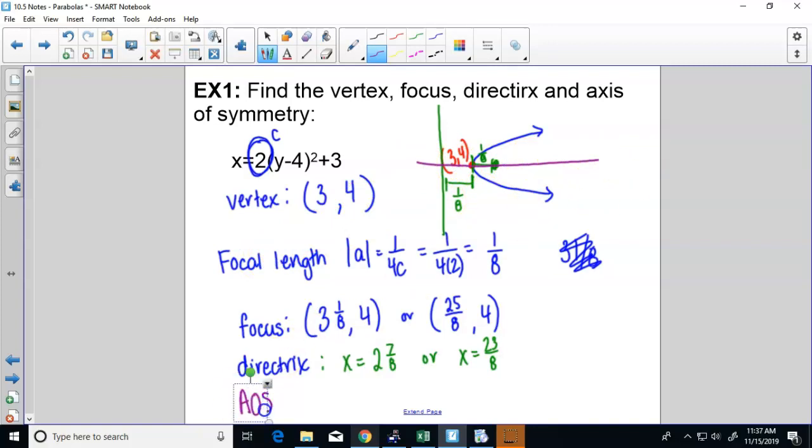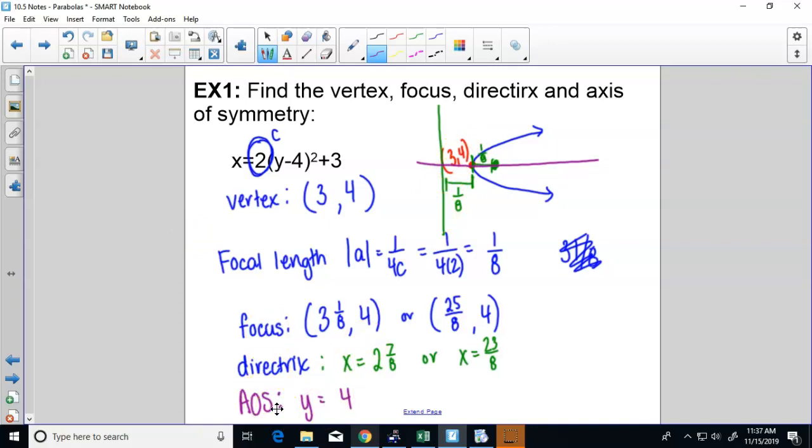I'm just going to write AOS for axis of symmetry. That is a horizontal line. Horizontal lines have an equation of y equals a number. What number is that going to be? It's going to be 4, because it passes through that vertex right there. The y coordinate is 4, so it's going to be y equals 4 for your axis of symmetry.